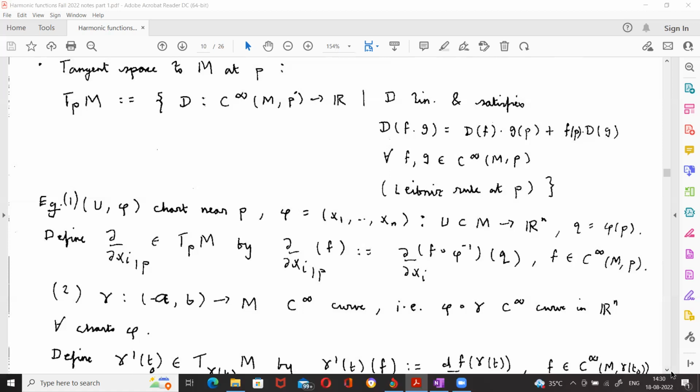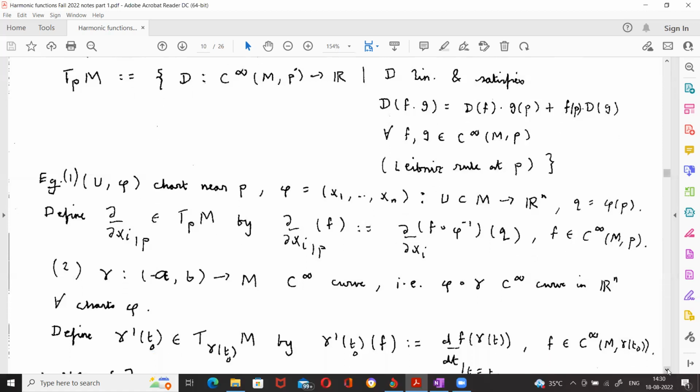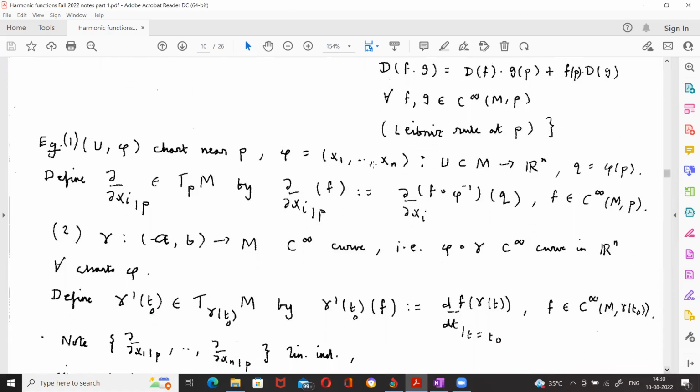So we get these del del xi's: given a chart phi equal to x1 to xn, it defines at all points P in the chart elements of the tangent space TPM called del del xi. Now, these are some natural elements of the tangent space. Also, we can define the tangent vector of a smooth curve as an element of the tangent space.